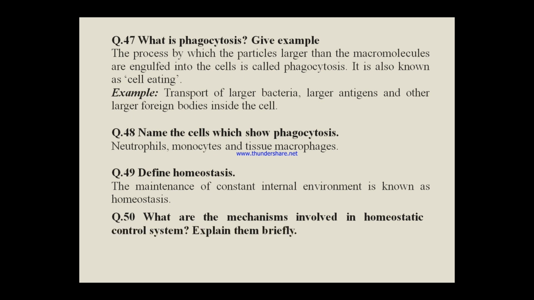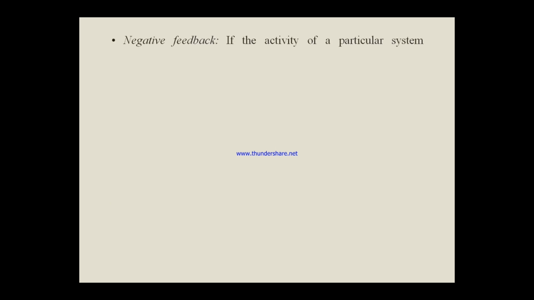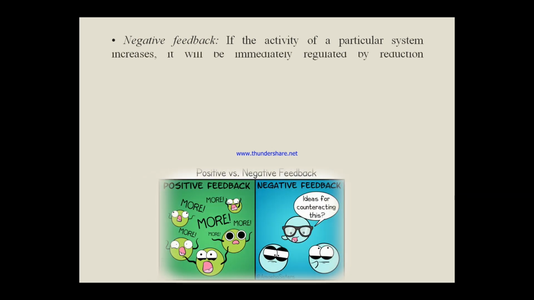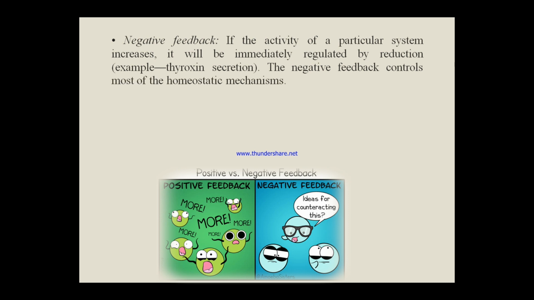What are the mechanisms involved in homeostatic control system? Can we explain them? The homeostatic control system is mainly controlled by the feedback mechanism. One, negative feedback. That is, if the activity of a particular system increases, it will be immediately regulated by reduction. Example, thyroxine secretion. The negative feedback controls most of the homeostatic mechanism.